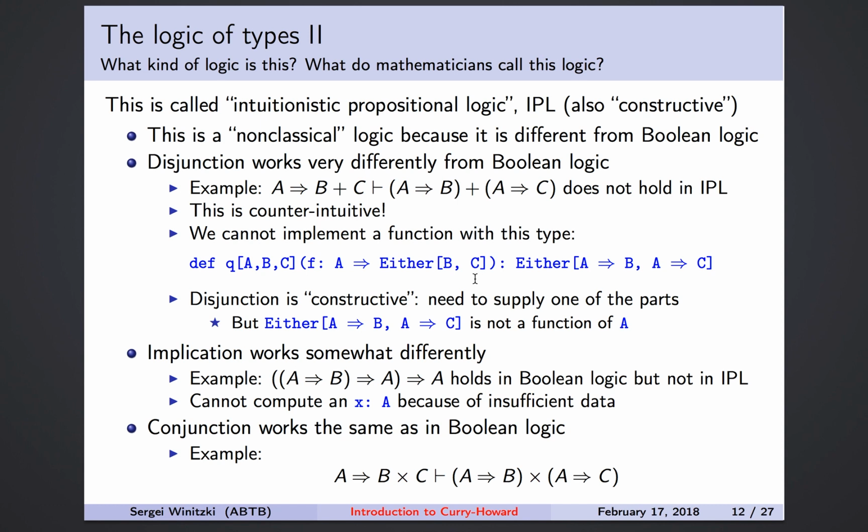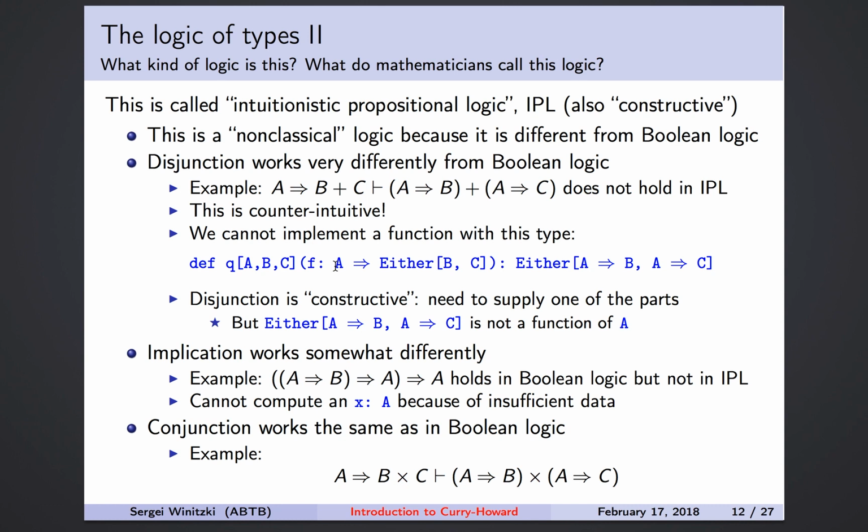This function takes f and needs to return a value of this type. So the body of this function, if we could implement it, would have to construct a value of type either of something. There are only two ways of constructing a value of type either. One is to construct the left value. Second is to construct the right value. How do we decide whether to construct the left value or the right value? We have to decide it somehow. On the basis of what information can we decide it? We don't actually have any such information.